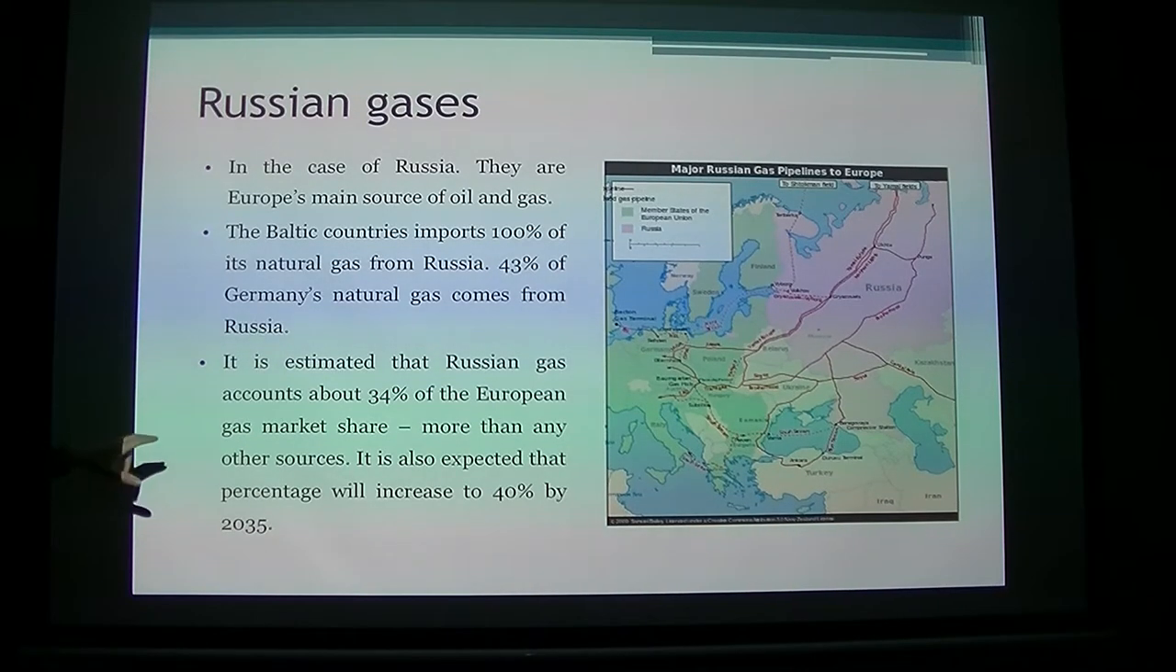The market share of Russia in Europe is really high, at 34%. They are the highest source of import for gas, and it is also expected that the percentage will increase to 40%.